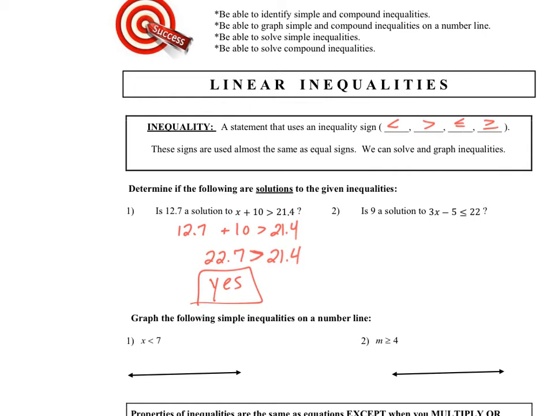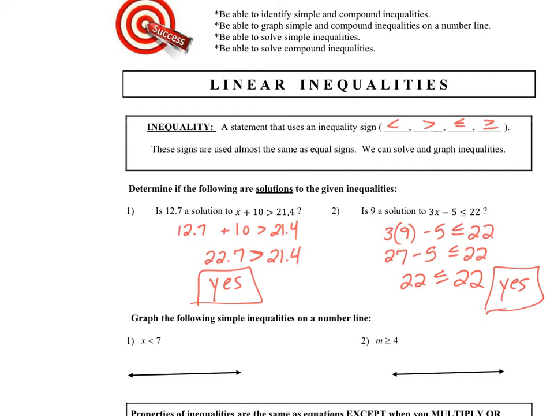Is 9 a solution to 3x minus 5 is less than or equal to 22? So 3 times 9 minus 5 is less than or equal to 22. 3 times 9 is 27. 27 minus 5 is 22. So is 22 less than or equal to 22? Well, 22 is not less than 22, but it is equal to. So this answer is also yes.